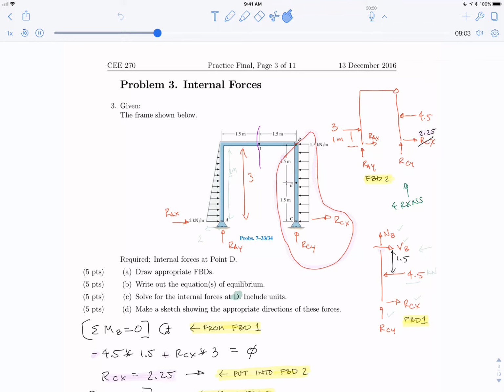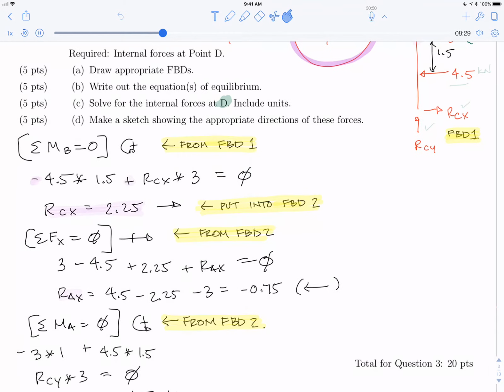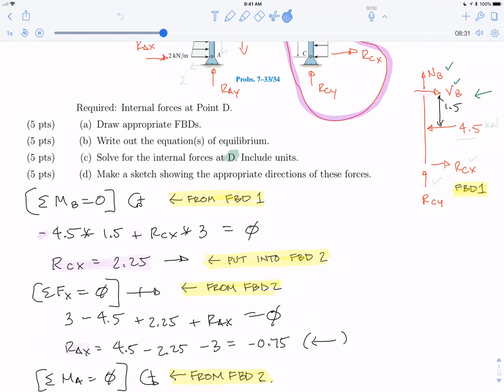So what I did was I sliced through the pin, and then I gave the class a choice: circle left or circle right. We decided to circle right. And then we drew that free body diagram, and so that's this free body diagram here. The key point is when you cut through a pin, you will have a shear and an axial, but there will be no moment. There is no moment at the pin.